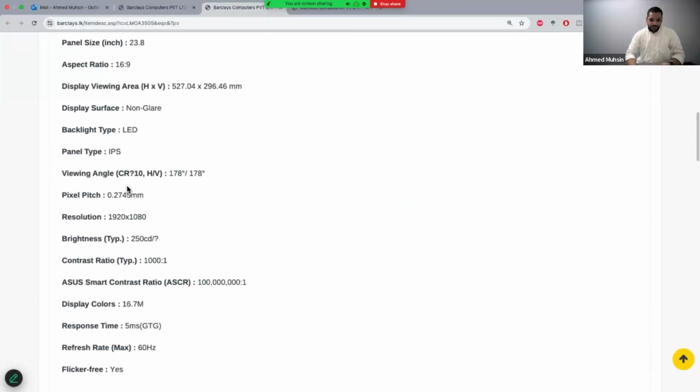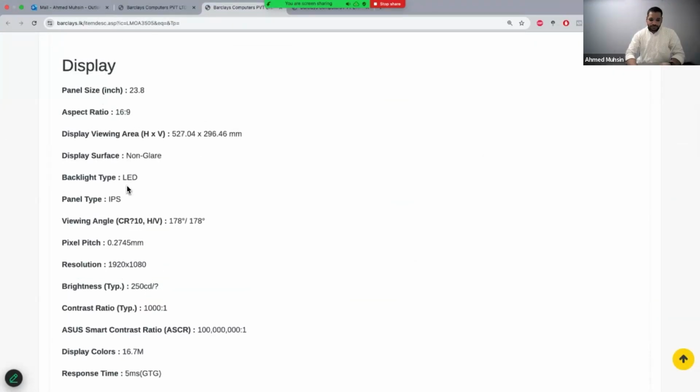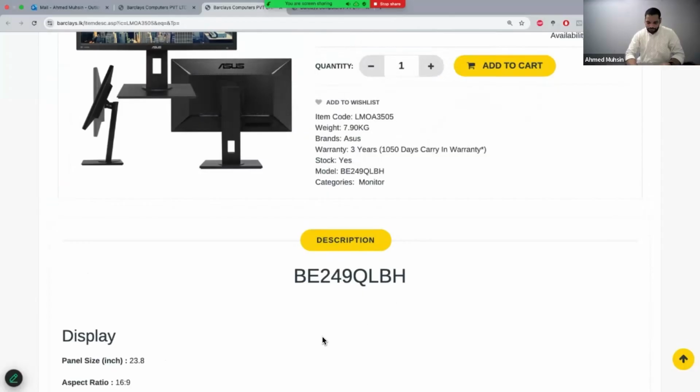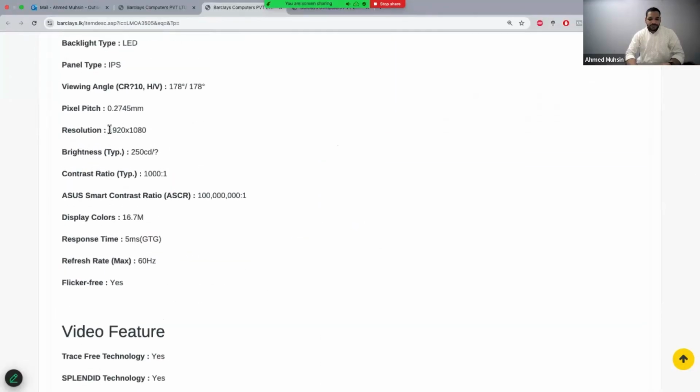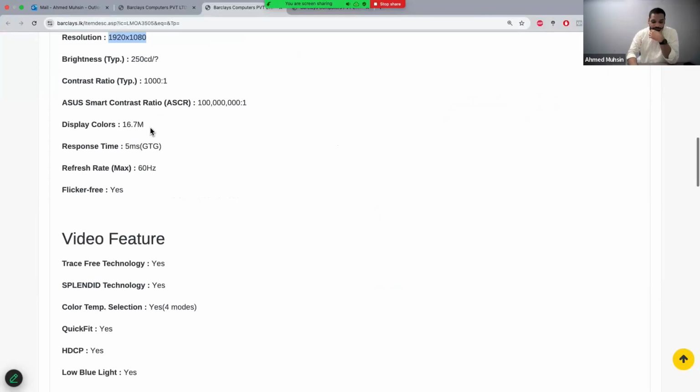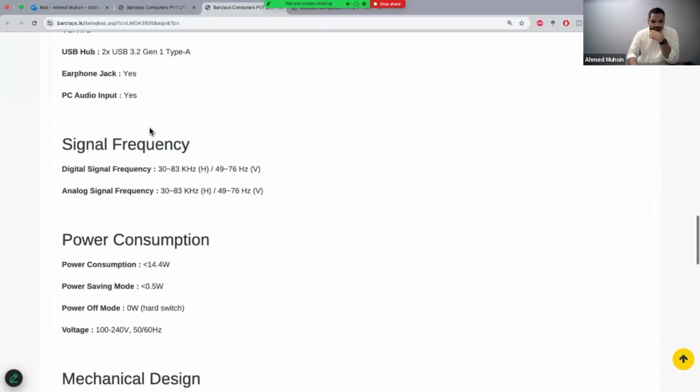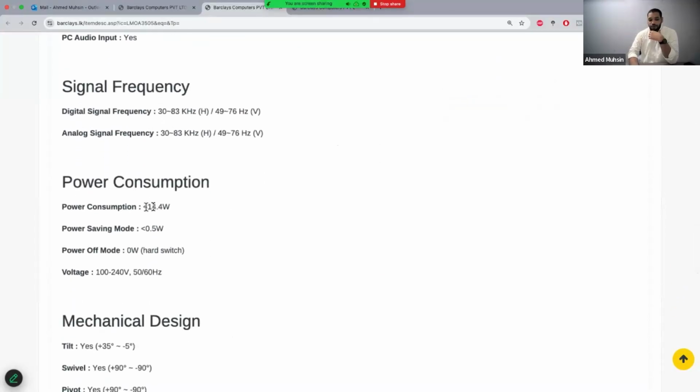Have they mentioned it? No, they haven't. Where have they mentioned it? Yes, they have mentioned 1920 by 1080 here. This is known as HD quality. HD stands for high definition. This supports high definition. Now, can you check the power consumption? Less than 14.4 watts.